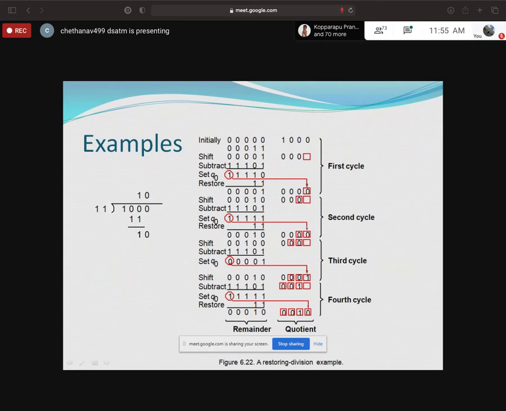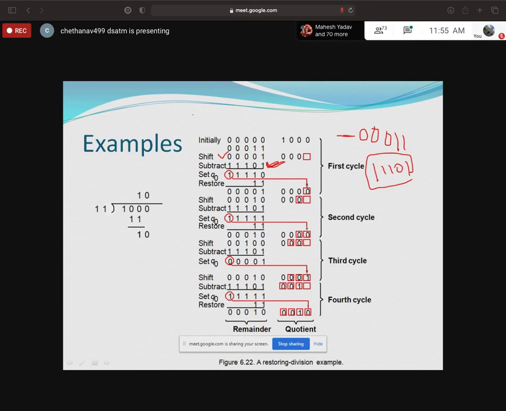Okay. Now subtract from your register A the value M. What is your M? M is 0, 0, 0, 0, 0, 1, 1. How to subtract? It's a negative value, and negative value means 2's complement. That's why I've written here 1 1 1 0 1. If you are able to see this, you are able to understand.